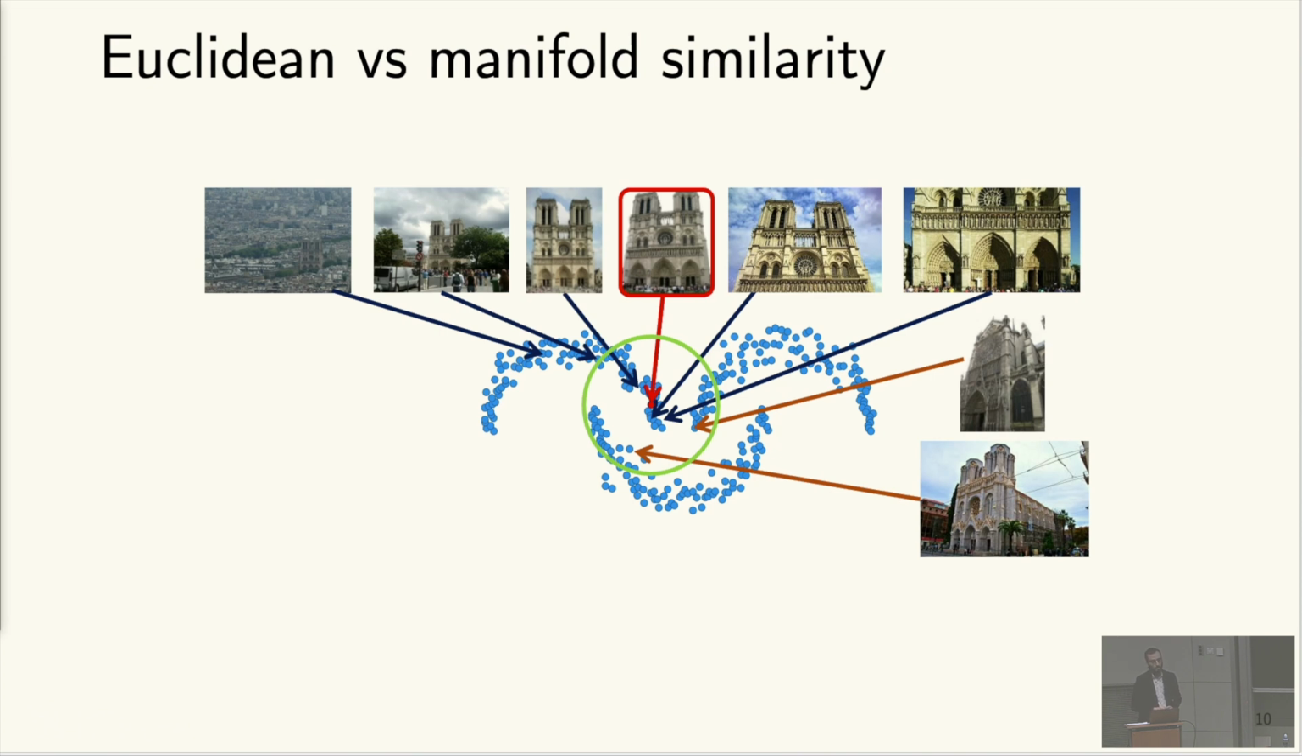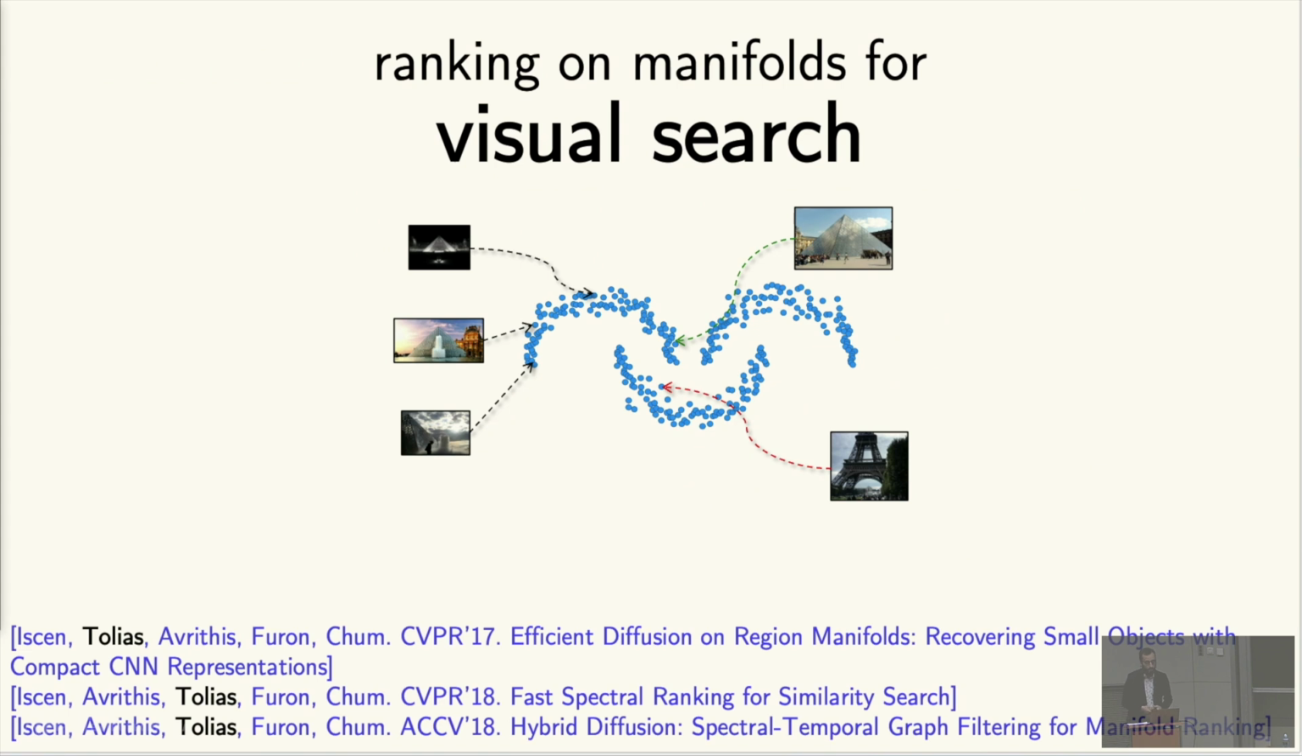Some of the reasons for this to happen are the different conditions under which the objects appear: different viewpoints, different illumination conditions, a lot of background clutter, occlusions, and so on. Therefore, it seems important to obtain a similarity measure that takes such manifold structures into account, and perform the ranking based on that. That's what we refer to as manifold similarity. Ranking based on that is what we call ranking on manifolds, and in this first part I will describe how to use this for the task of visual search.